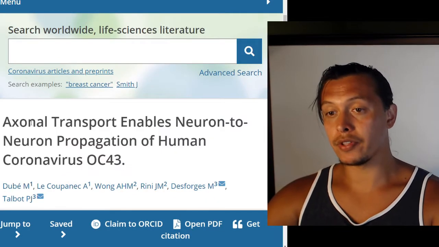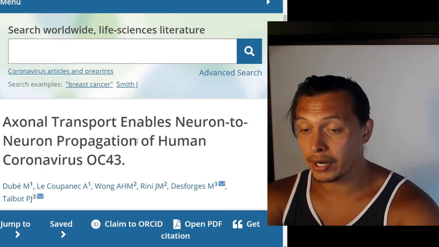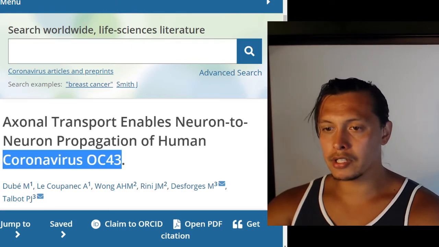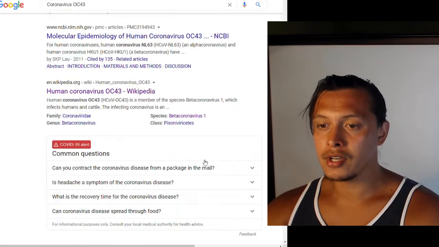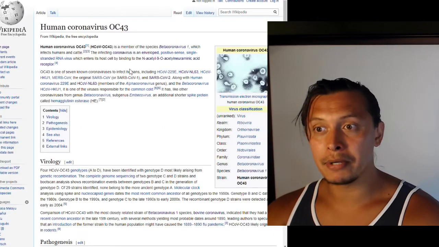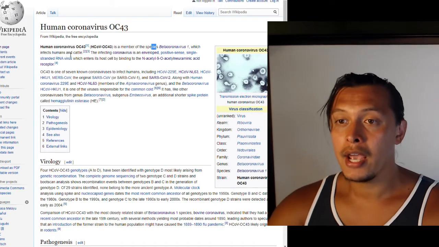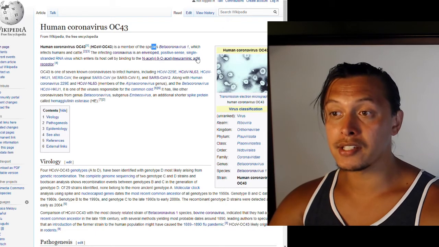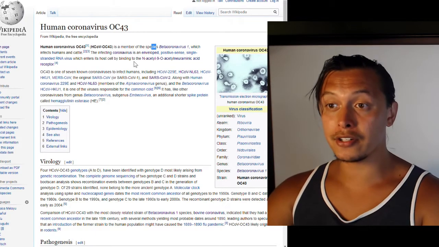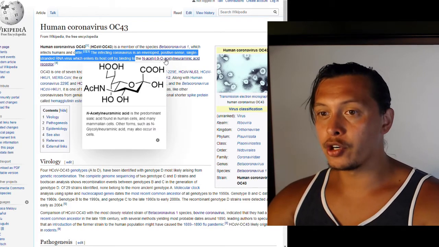But then I also want to go over this axonal transport enables neuron-to-neuron propagation of the human coronavirus OC43. So here, let's look at what coronavirus OC43 is. So this is one of the typical human coronaviruses. And let's see the Wikipedia article. So here's a photo of it, and it's a member of the species beta coronavirus 1, and it infects human and cattle. The infecting coronavirus is an enveloped positive sense single-stranded RNA virus which enters its host cells by binding to this N-acetyl 9-O-acetylneurominic acid receptor.